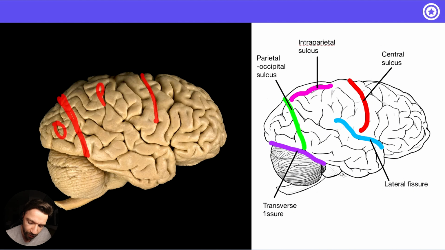And within our parietal lobe, which we can see right here, we have one more sulcus, and that's going to be that intraparietal sulcus, and it's going to be found a little bit more medial and superior, and it separates our superior parietal lobule from our inferior parietal lobule. It's a little hard to see from this angle, but right here would be that intraparietal sulcus.